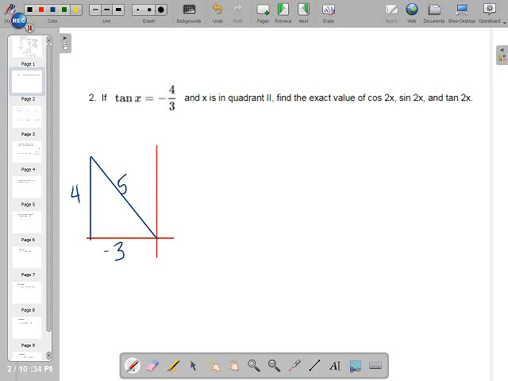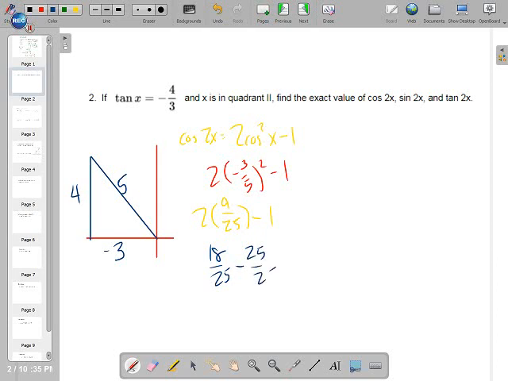So the cosine of 2x is 2 cosine squared x minus 1. 2 times the cosine, negative 3/5, squared, minus 1. It's negative 3/5 because that's adjacent over hypotenuse. When you square a negative, you get a positive, and 3 squared is 9, 5 squared is 25, minus 1. Multiply 2 times 9, 18/25 minus 25/25, and you end up being able to say that the cosine of 2x is 18 minus 25, or negative 7/25.